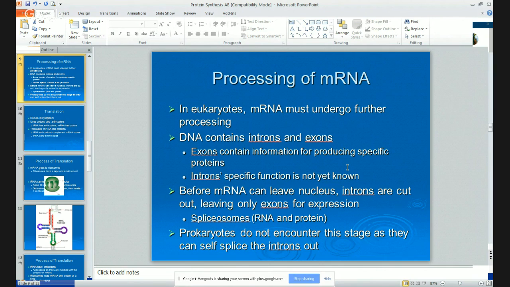They're just going to get cut out. Things called spliceosomes, which are a protein made with RNA, are going to do the cutting out of the introns. So it's going to cut out a couple of bases in your messenger RNA sequence, and then it's going to paste these exons back together.